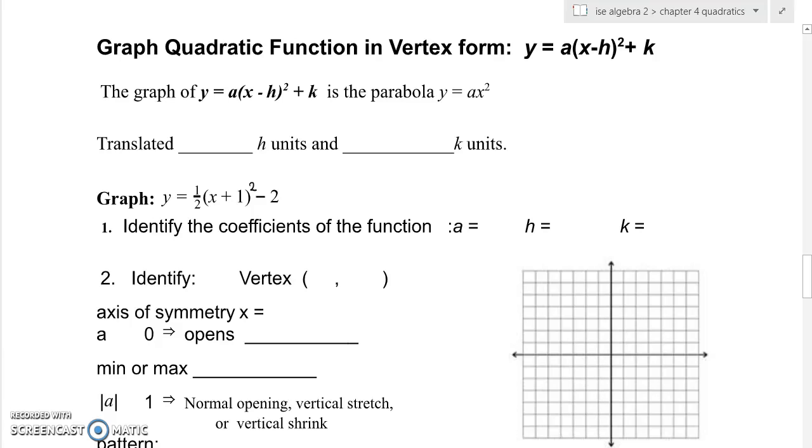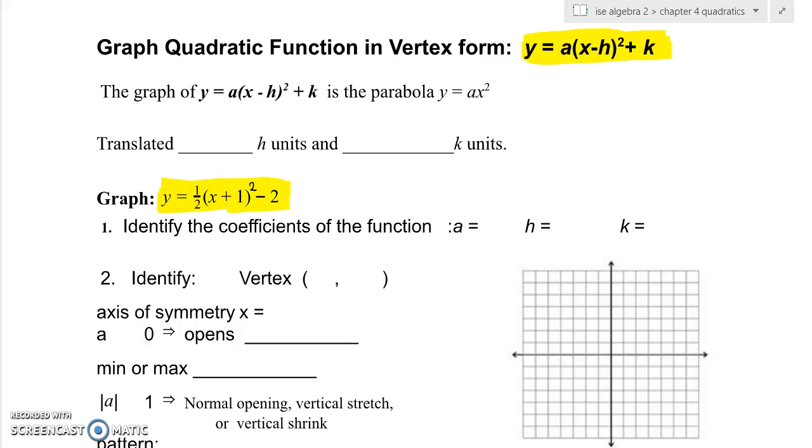So excited because this is super fun. Graphing in vertex form is by far my favorite way to graph a parabola. Y equals a times the quantity x minus h quantity squared plus k. These are things that look like this.